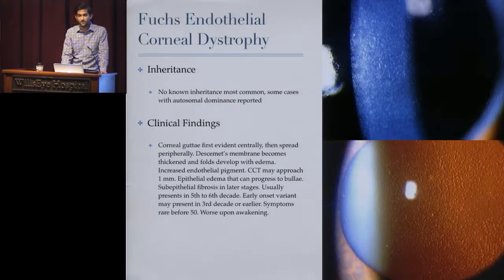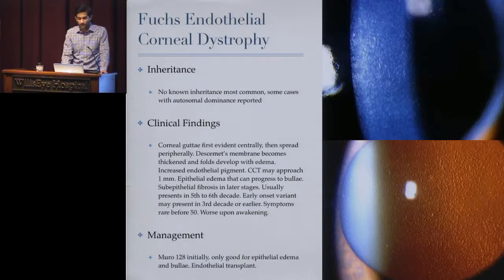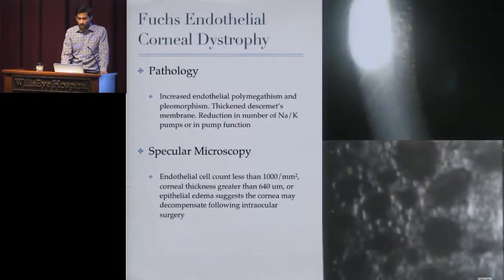Typically symptoms, patients wake up in the morning, their vision's blurry, and as they go on throughout the course of the day it clears up. Some people figure out that when they're blow drying their hair, if they blow dry their eyes, the vision clears up. So that's kind of a home remedy for this. Other options, Muro 128 initially, but an endothelial transplant is the surgery here.